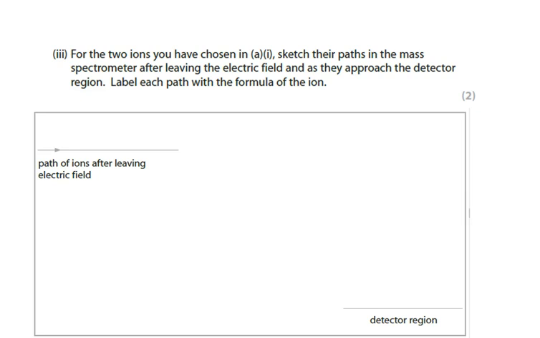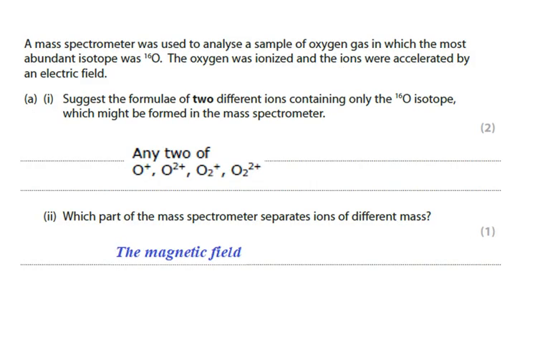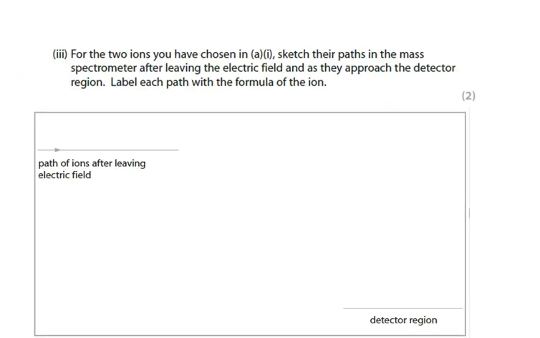Okay, now for the two ions that we have chosen, remember we're supposed to have chosen two of these. For the two ions you have chosen, sketch their paths in the mass spectrometer after leaving the electric field and as they approach the detector. Remember, if they have left the electric field and they're going to the detector, that means they have passed through what? They have passed through the magnet and they are deflected.